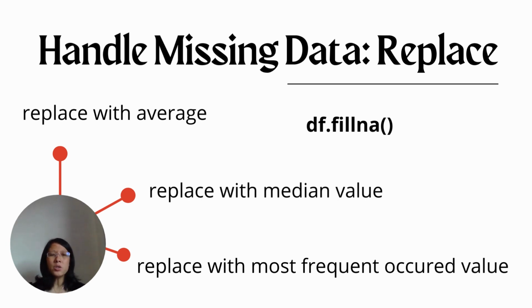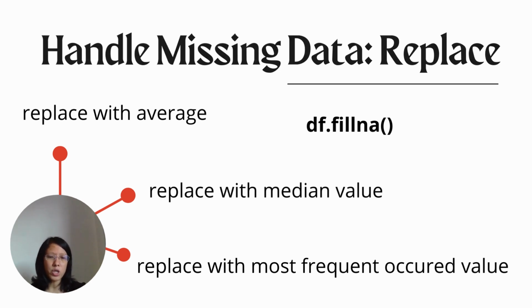Sometimes we can predict, we can estimate the value. In that situation, we will use the replace method. We will replace the NaN value with a certain value. For numerical values, you can replace with either an average value or median value. But for categorical values, you usually replace with the most frequently occurring value. Let's look at an example and we do it.